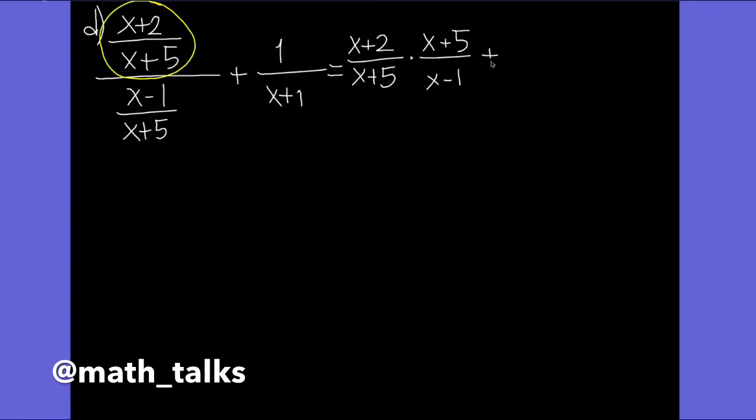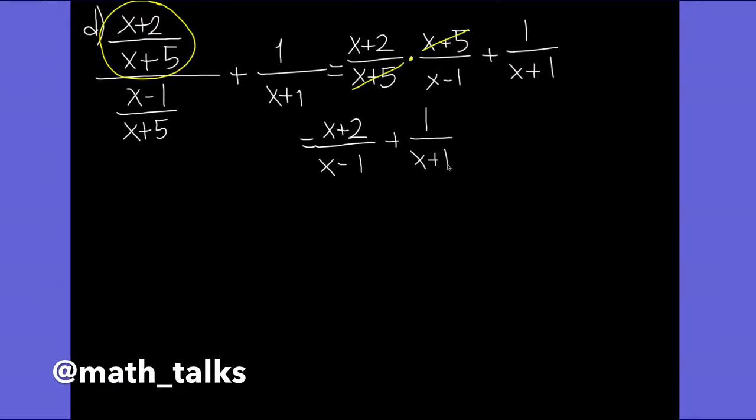And then plus 1 over x plus 1. So in the first, you have x plus 5 and x plus 5. I can cancel them because between them I have multiplication. So what's left here? x plus 2 over x minus 1 plus 1 over x plus 1. Check their denominators. They are not the same, so you have to multiply the first denominator by x plus 1, the second one by x minus 1.